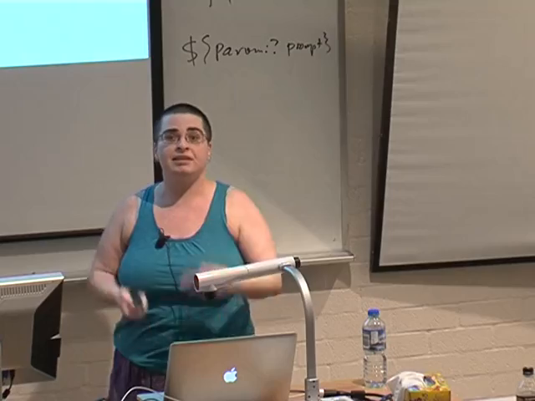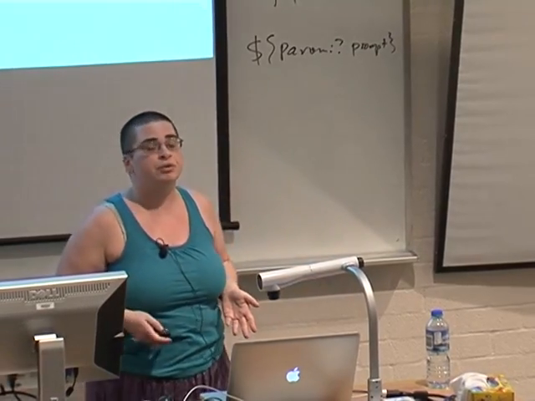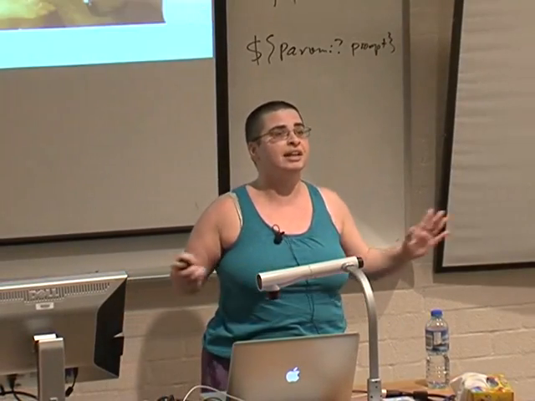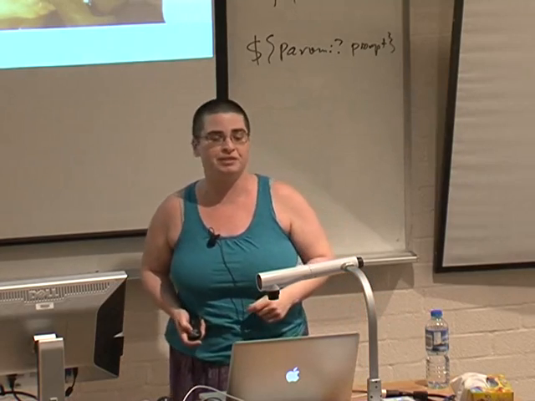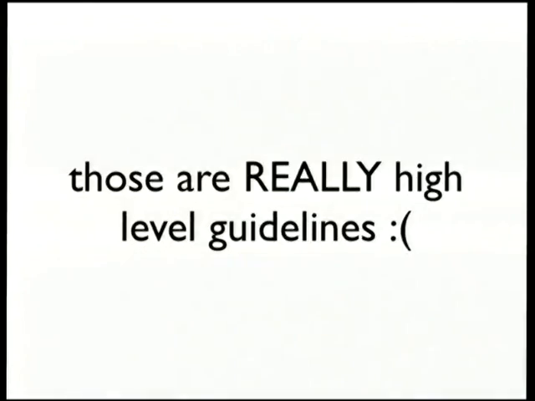So okay, we've got these 5 basic principles of universal design. Everything's just ducky, right? We're just chilling out. Yeah, those are really high-level guidelines. If the accessibility standards were high-level guidelines, these are really, really high-level guidelines.